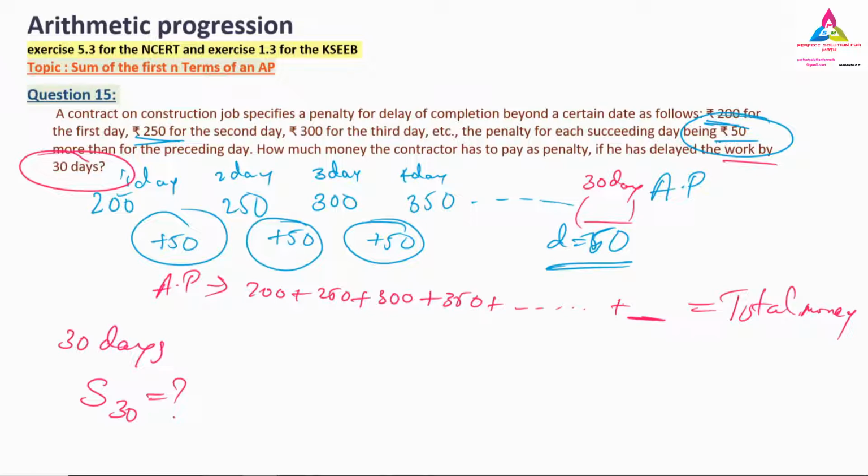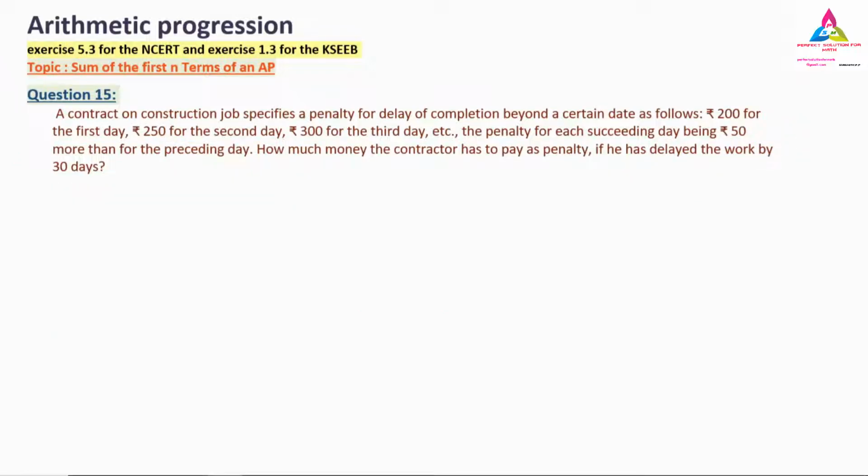Now we can solve it very easily because we already know the AP. We know the a value. We know the d value. Also we know the n value. The n value is nothing but 30. Let us solve this now.